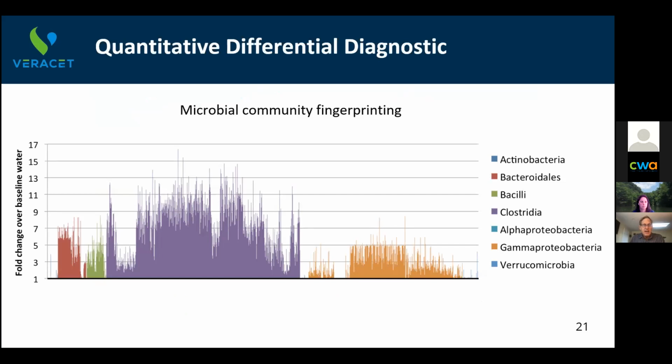On the x-axis here, each one of these vertical lines represents an individual different species of bacteria. And I've color-coded them based on their different, just broad general types. And the height of the bar represents just the abundance, or in this case, the fold change, the increase in abundance over a baseline condition. So in this actual sample that I have here from a real contaminated sample, we were able to identify specific microbes that were present and were diagnostic to this particular contaminant. So next slide.